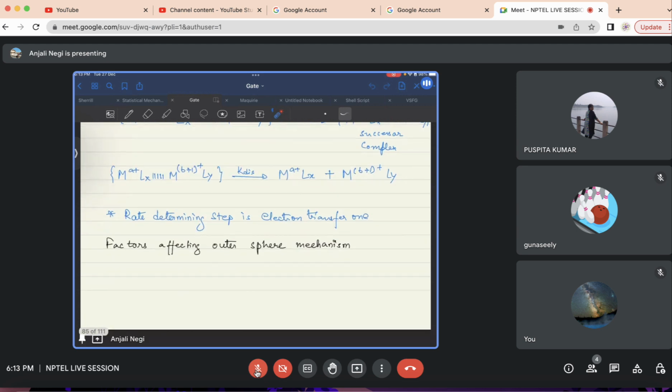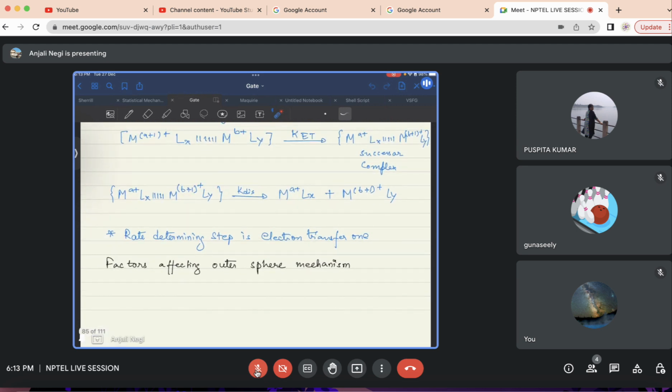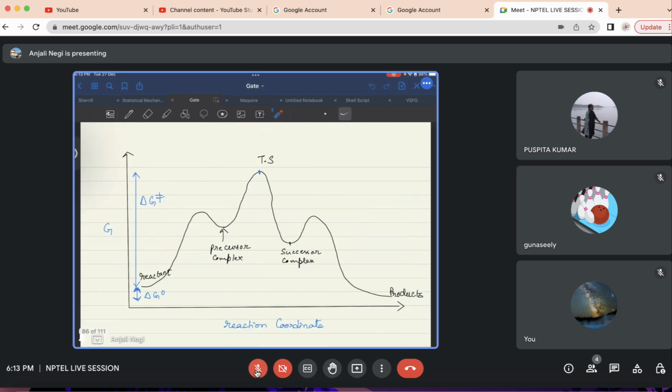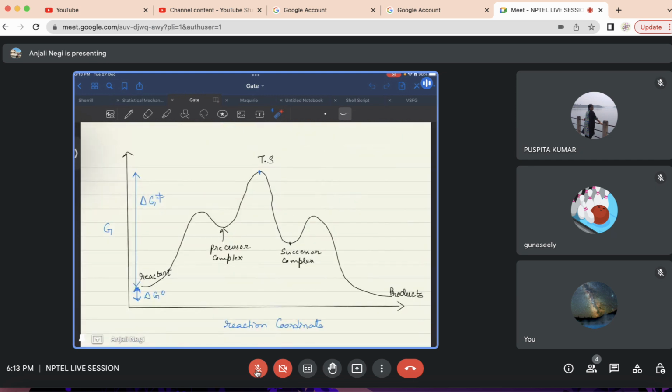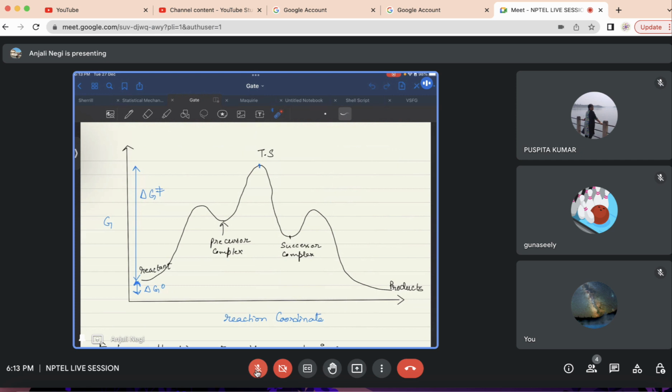So if we want to know which one does the fast electron transfer and which the slow electron transfer, we have to look into the factors that are affecting the outer sphere mechanism. Now what should be the factors that are affecting the outer sphere mechanism? If we look into our free energy plot, so this is my free energy.